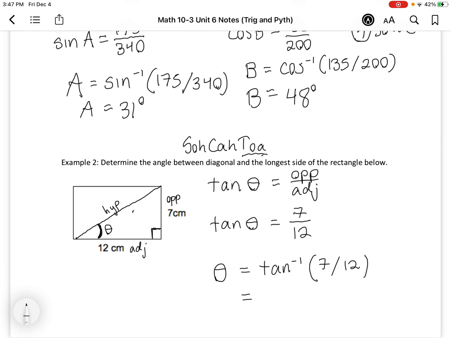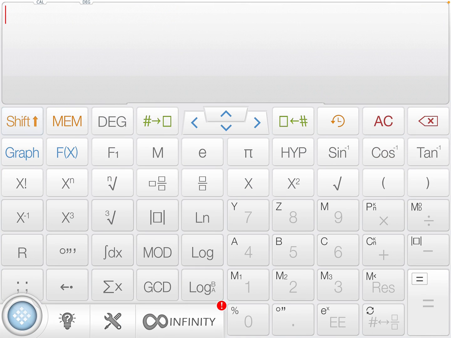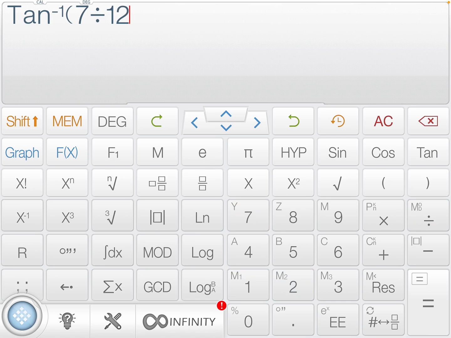And that's equal to, well, let's find out. 7 over 12. All right, clear. Tan inverse, 7 divided by 12 equals 30.256 degrees. So rounded to the nearest, what did I say on this one? Did I say 10th? I can't remember if I said 10th or nearest degree. Well, nearest degree would be 30 degrees. Nearest 10th, I'd have to look to the digit to the right of the 10th, which is a 5. So that would be 30.3 degrees.